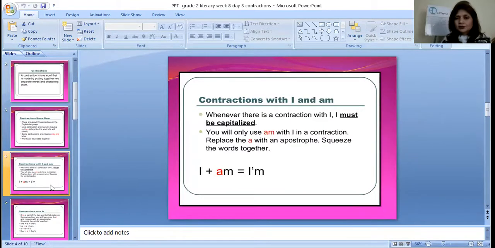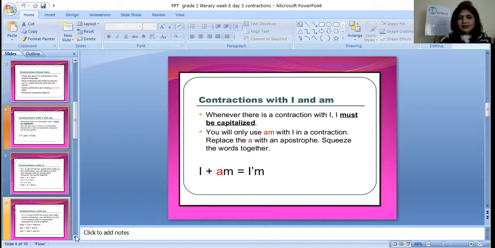Now, contractions with I and M. Whenever there is a contraction with I, the I must be capitalized. This is the first thing. We should always write I with a capital letter. You only use M with I in a contraction. Replace the A with an apostrophe. The A will be removed and replaced with an apostrophe, and you squeeze the words: I plus am equals I'm. Now you see how A is removed and an apostrophe is put there, right?